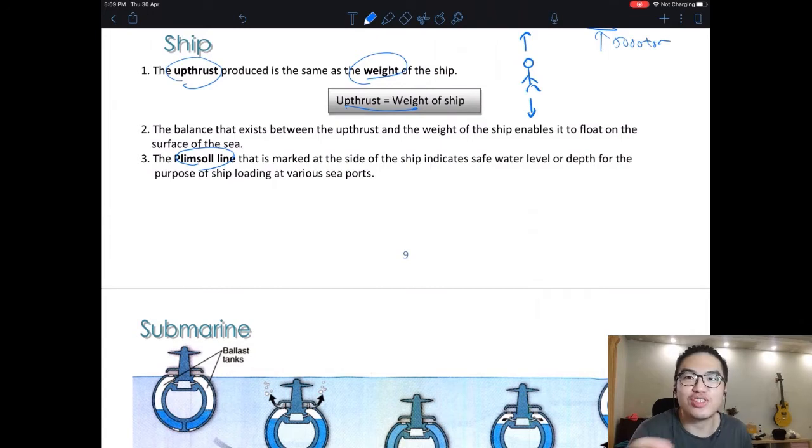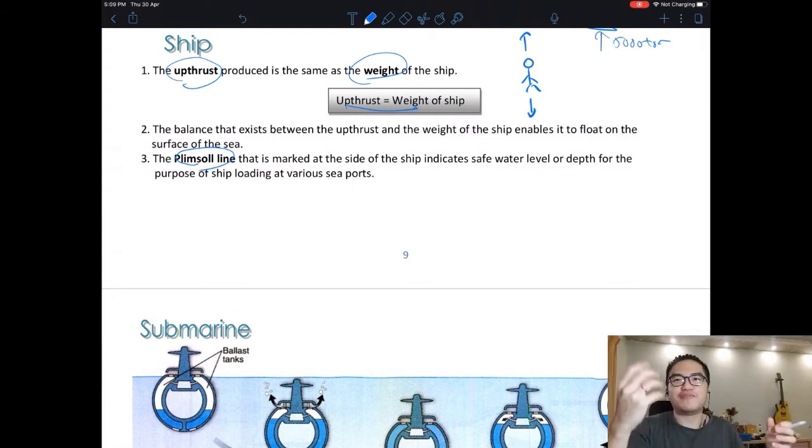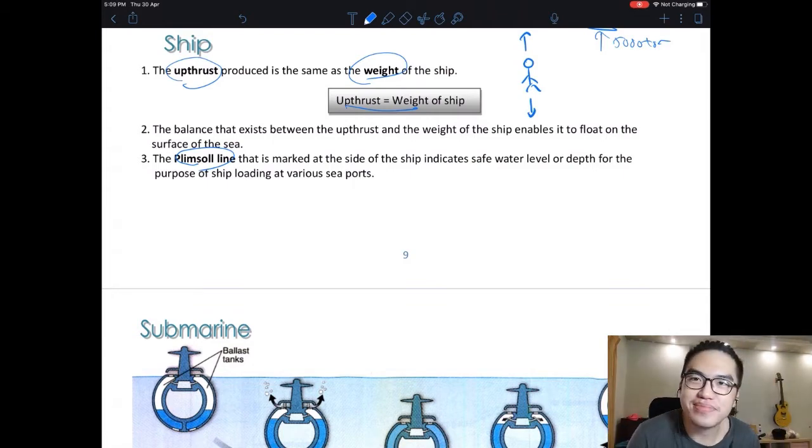I'm sure you've played with toy ships before. When you press the ship into the water, and when the ship comes out, the ship will just flip. Then everybody will die inside. That is what we don't want. That's why you don't overload a ship.